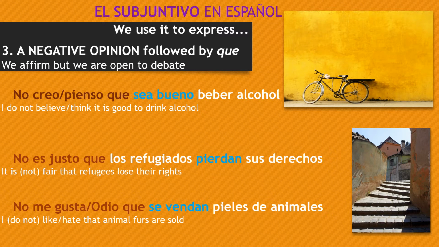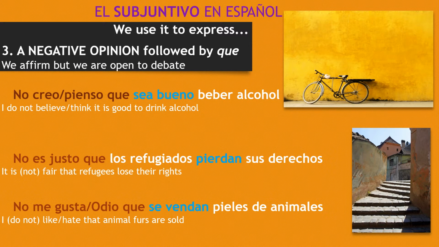Okay, this is right. No creo que sea bueno beber alcohol. I do not believe it is good to drink alcohol. We're still open to debate. Okay, we don't know if this is true or not entirely. Sea, that's your to be. Not certain it is good, and we're using the subjunctive there. If we were using the indicative, it would be es, and we would be making a statement not open to debate. We would be more certain, we're more sure about it, and we're making this affirmation because we're pretty sure about it.